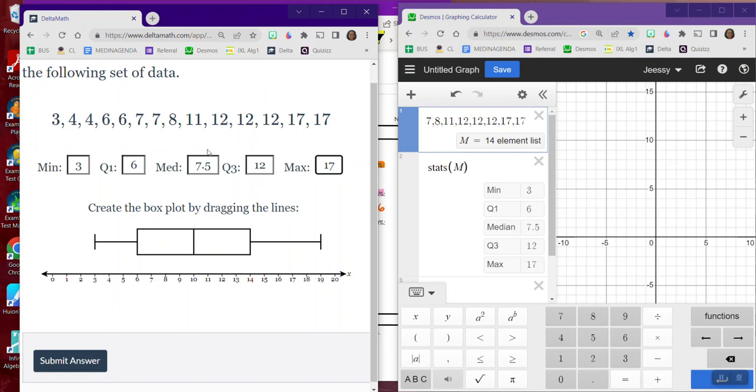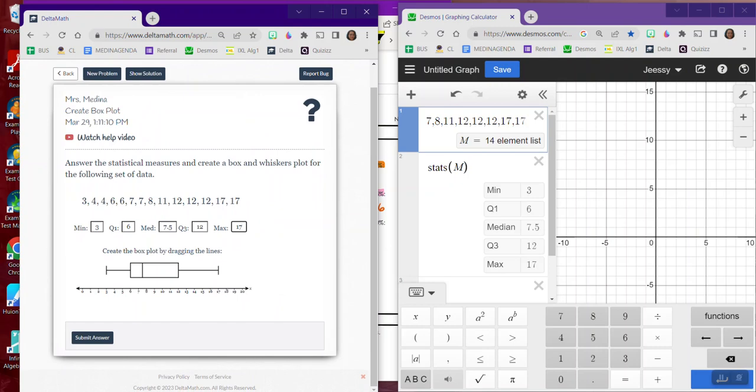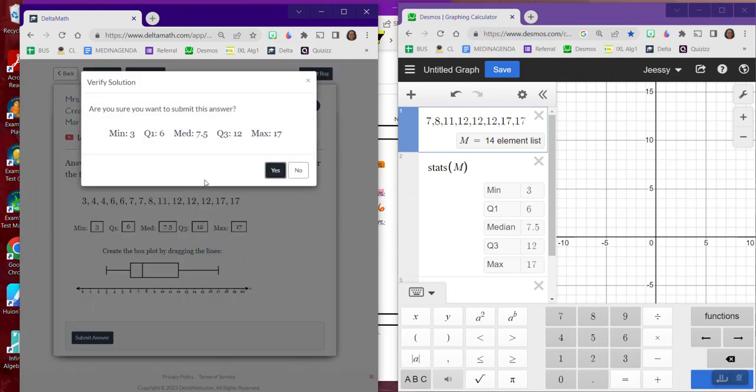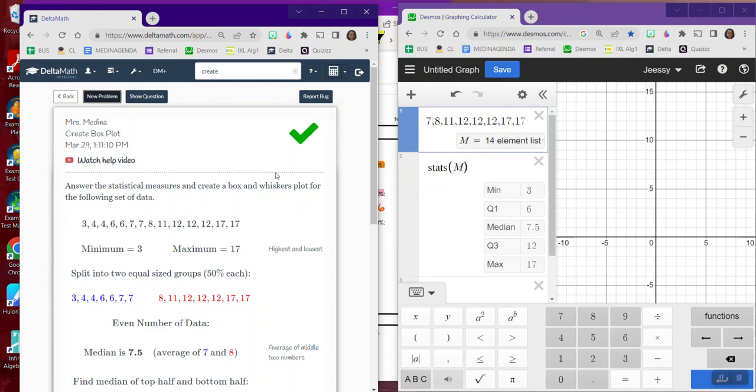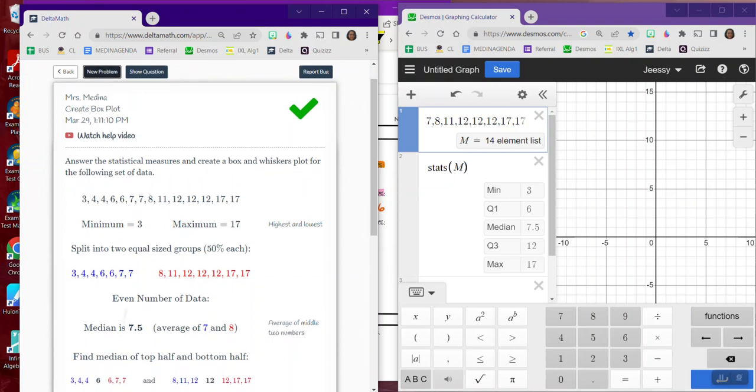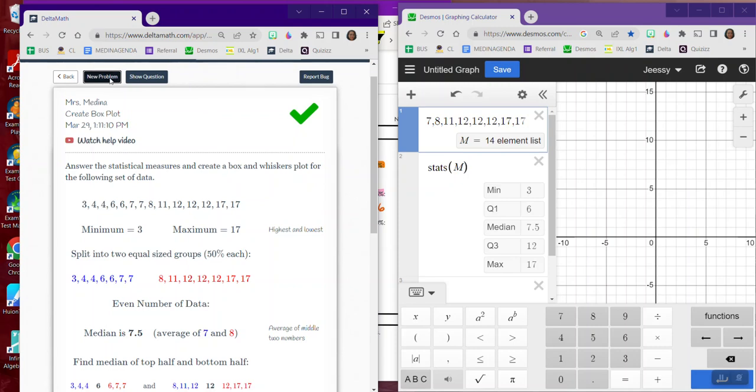Clear? My median is 7.5. So I'm going to grab the line in the middle, and I'm going to place it at 7.5 because my median is 7.5. My Q3 is 12. That's the end of my box. So I'm going to move it to 12. And my maximum is 17, so I'm going to grab this whisker and move it to 17. And where's the mouse? There it is. Oh my gosh, I got it right. Y'all see? You see? All right, and then you go, next problem.